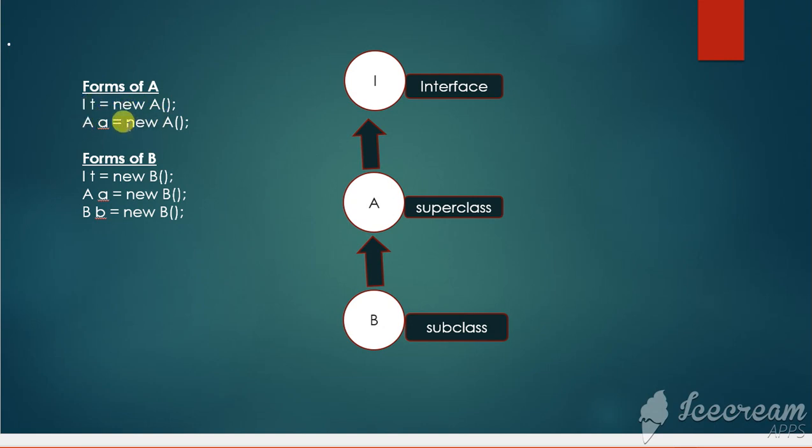So you see that we are assigning an object of A to a reference variable of type A, and then we are also assigning an object of A to a reference variable of type I. Then let's look at B. You see that B can take on 3 different forms. It's taking the form of B, and then it's taking the form of A, and it's also taking the form of I. So you see that we are having 3 different objects of B.